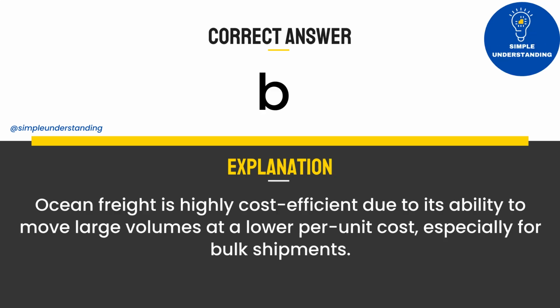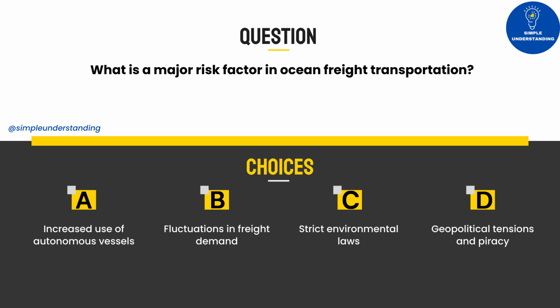Correct answer, B. Explanation. Ocean freight is highly cost-efficient due to its ability to move large volumes at a lower per-unit cost, especially for bulk shipments. 10. What is a major risk factor in ocean freight transportation? A. Increased use of autonomous vessels. B. Fluctuations in freight demand.